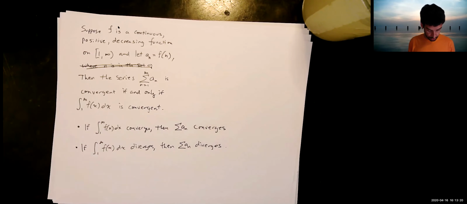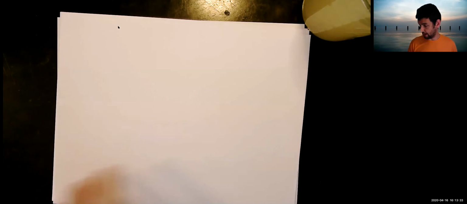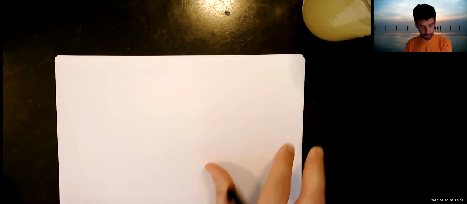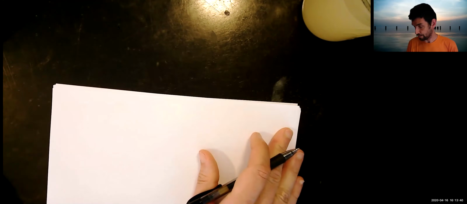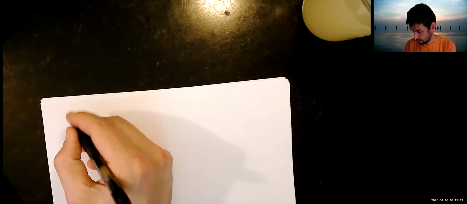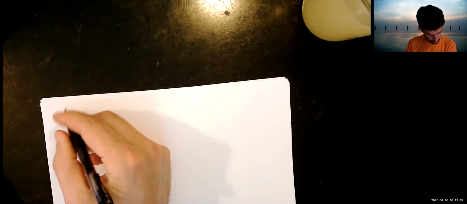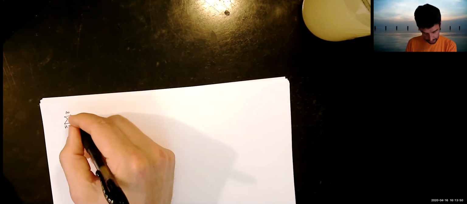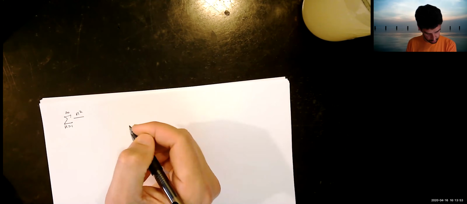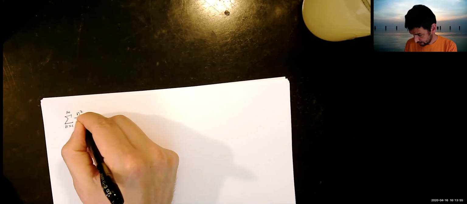So let's do one more example. Yeah, let's just do one more and call it a day on this one. So I want to look at a series that I showed you in another video, in our test for divergence video. I want to look at the series, the sum from n equals 1 to infinity of n squared over e to the n cubed.